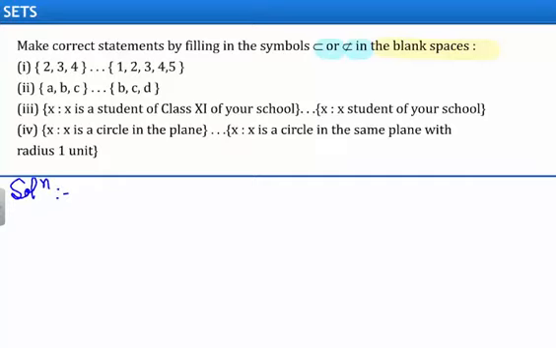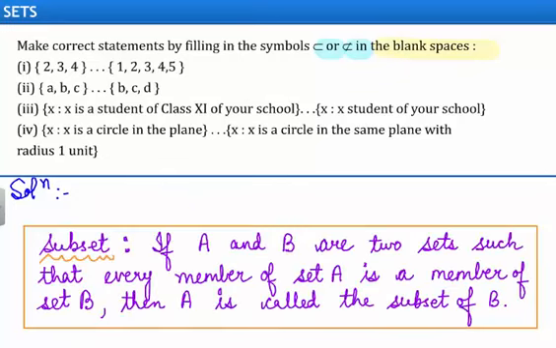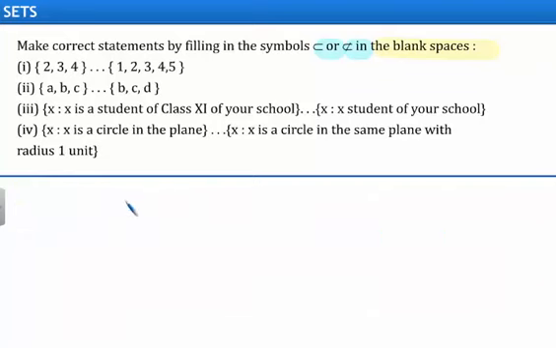Before proceeding with the solution, let us first understand what a subset is. If set A and set B are two sets such that every member of set A is also a member of set B, then A is called the subset of B. And in symbol, it is written as this. This means A is a subset of B.